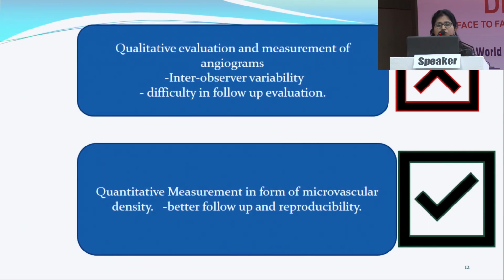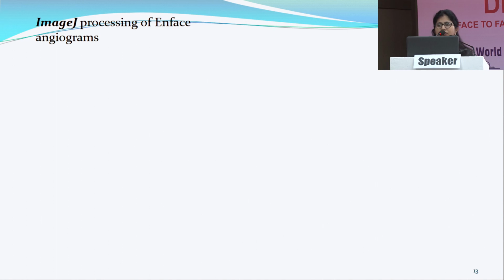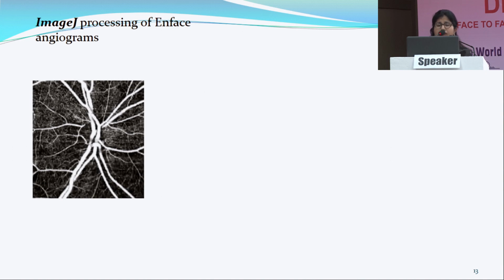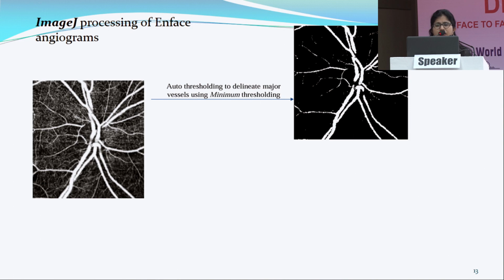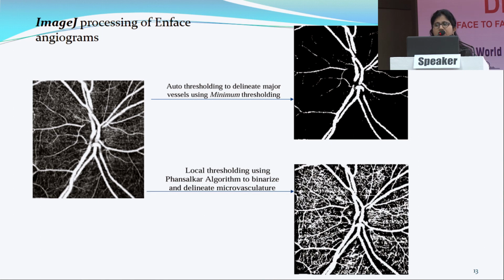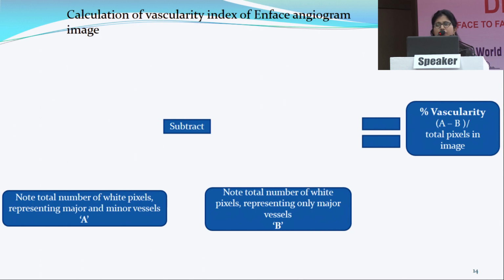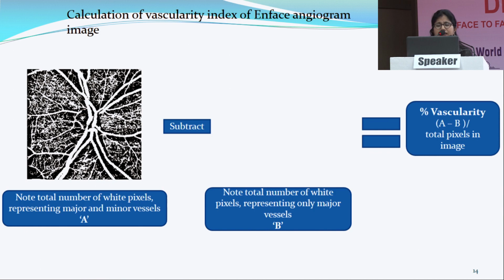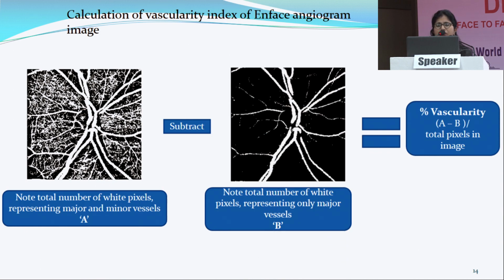Once we had obtained the image, the quantitative assessment was done with the help of ImageJ software, where we opened the image in the software. We applied the minimum thresholding program to delineate the major vessels. The same image was again opened in a new window where we applied the Phansalkar algorithm to delineate the total vasculature, and the number of pixels for each image was counted. To obtain the microvasculature, we took the total image and subtracted the major vessels from it so that the microvasculature is counted, and then it was divided by the total number of pixels in the image to get an index.